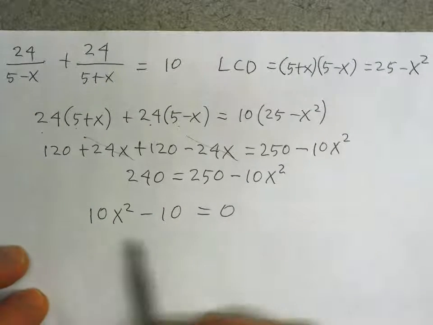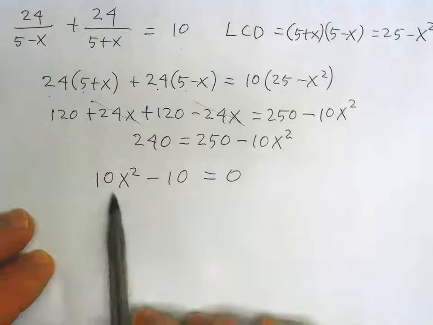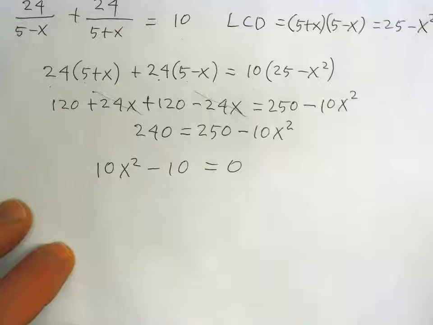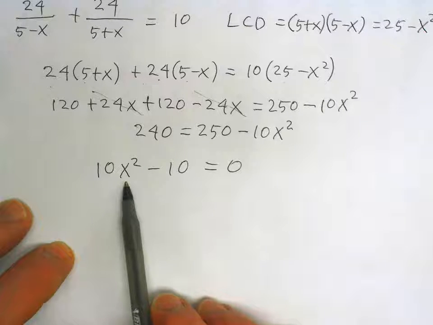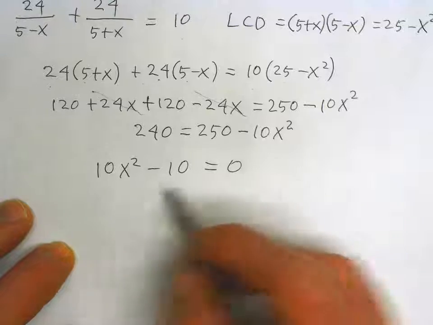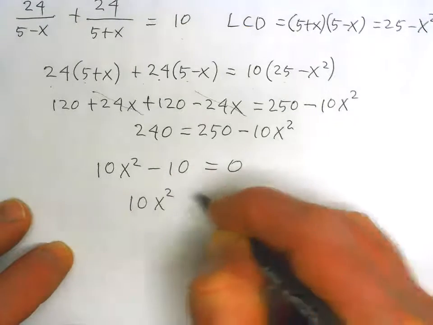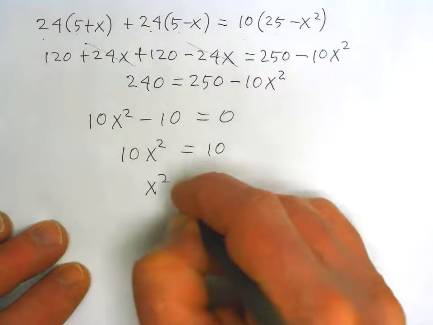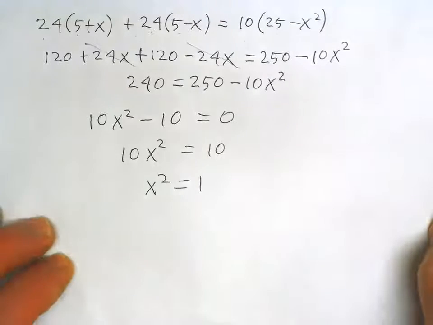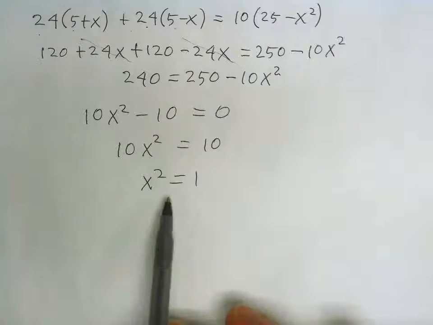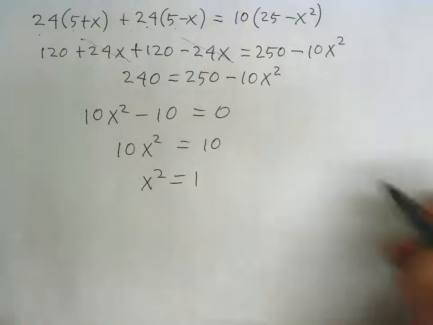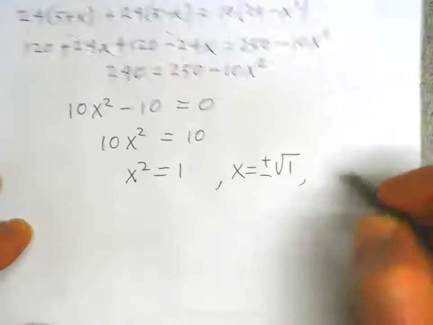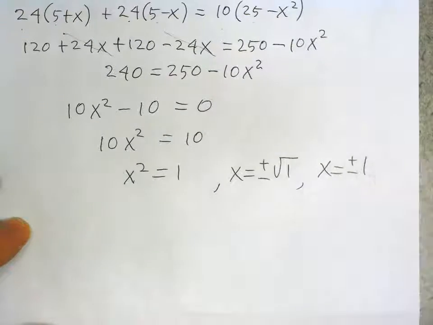Okay, well, we have a number of options, but it looks to me like the easiest thing to do, since there's only one term that has x in it, the x squared term, is to add 10 to both sides to get 10x squared equals 10, then divide both sides by 10, and I get x squared equals 1. And this equation has two solutions if we apply the square root property. The two solutions are positive and negative square root of 1, or x equals positive and negative 1.